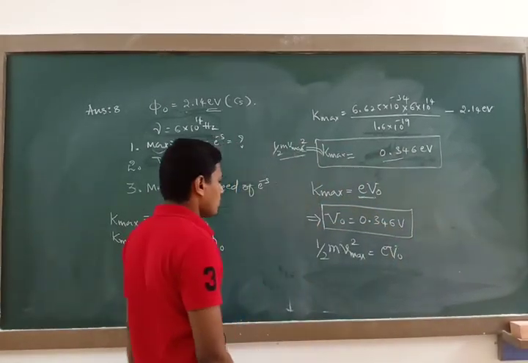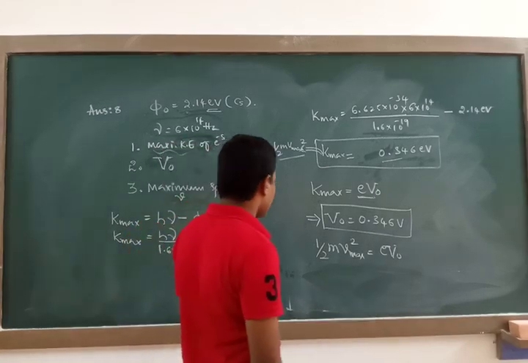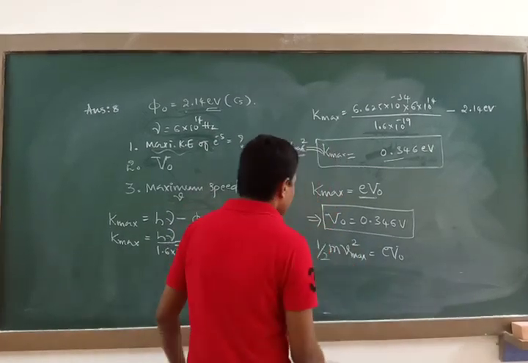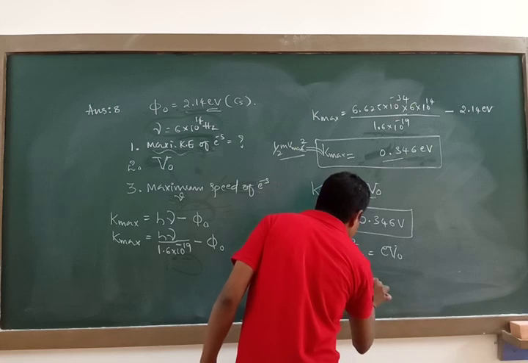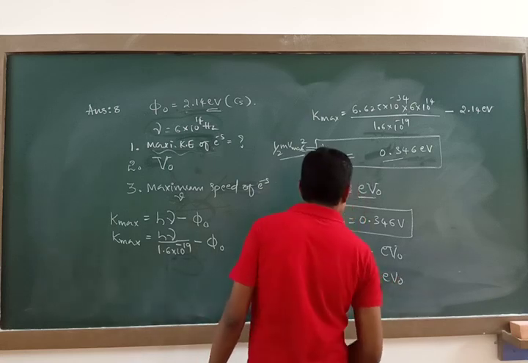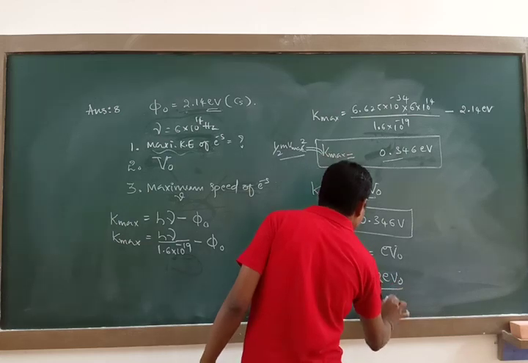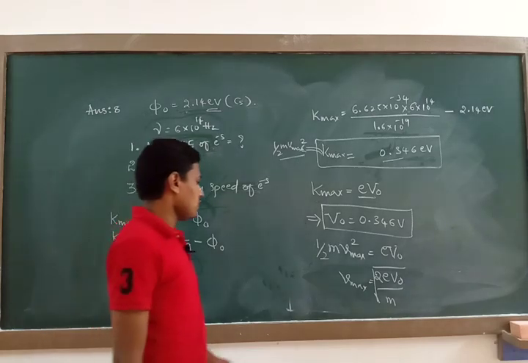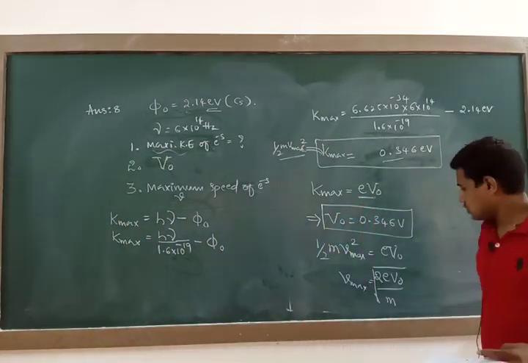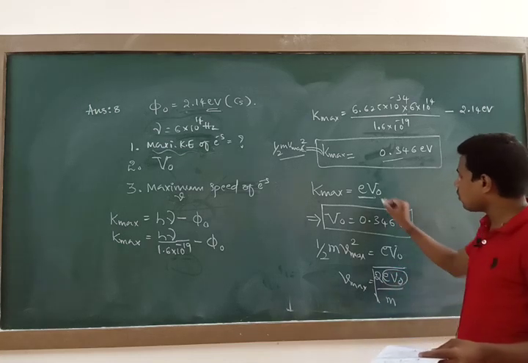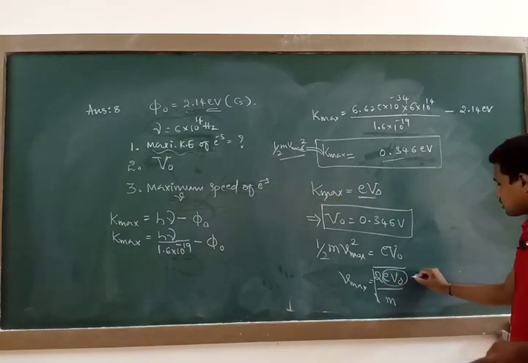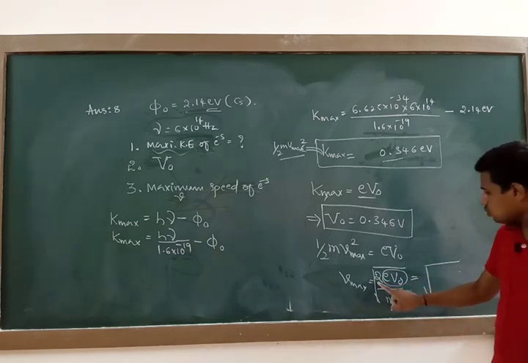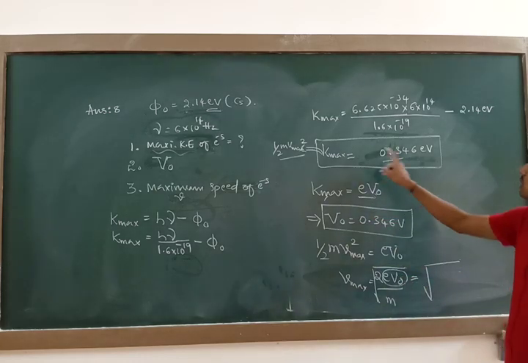So they are asking you for speed. Therefore, half m Vmax square is equal to eV naught. Therefore, Vmax is equal to square root of 2 eV naught by m. Yes or no? 2 eV naught by m. Then this eV naught is K max. What is that?